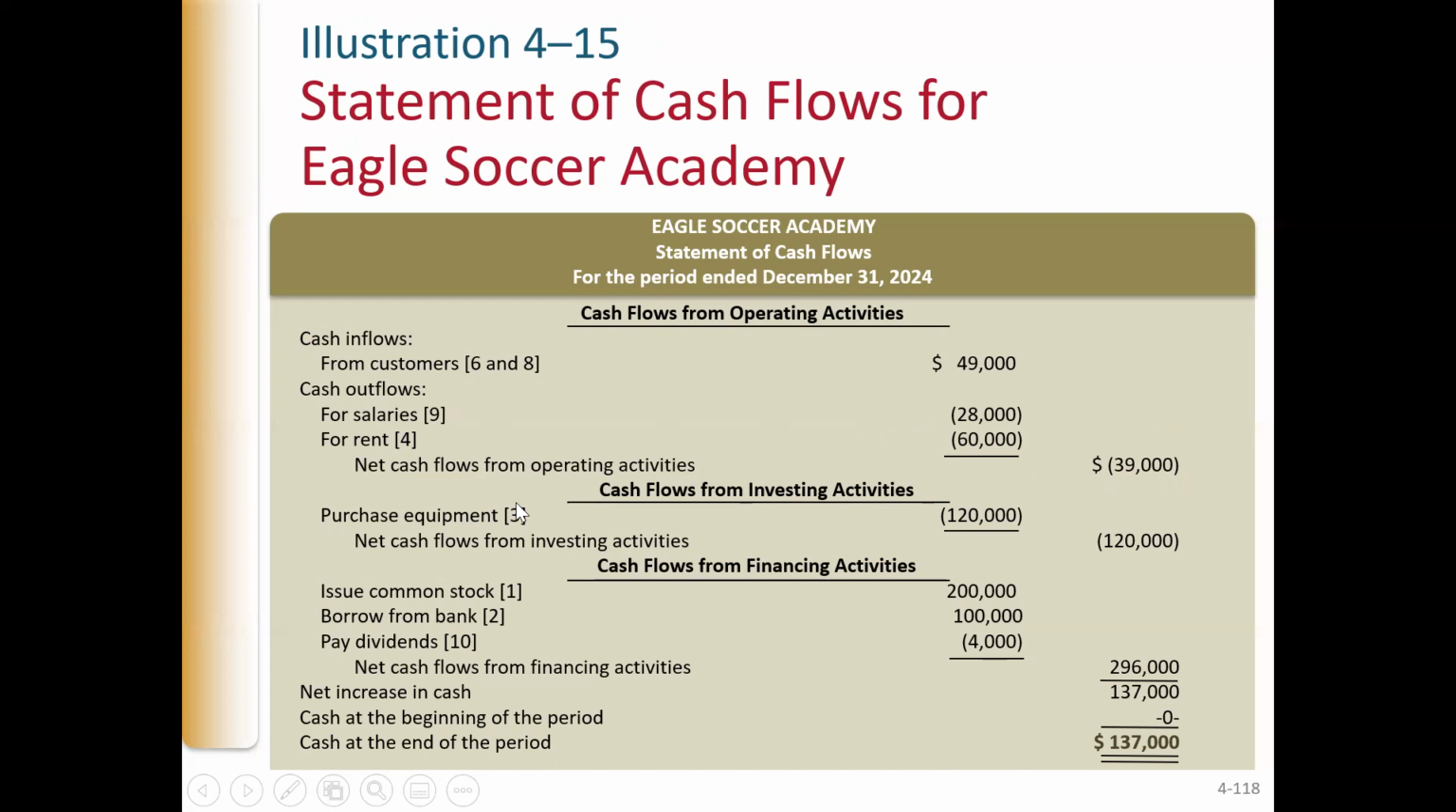Then we purchased equipment for cash, 120,000. That's investing. And then financing is issuing stock, borrowing from the bank, and paying dividends. We then have our net cash flows from the operating, investing, and financing, showing an increase here of 137,000. And if we had a cash balance at the beginning of the period, we'd put it here to then get our cash balance at the end of the period. And that should also be linked to the cash shown on the balance sheet.